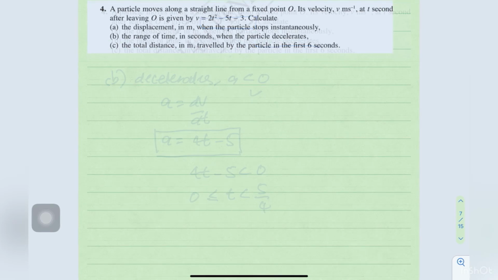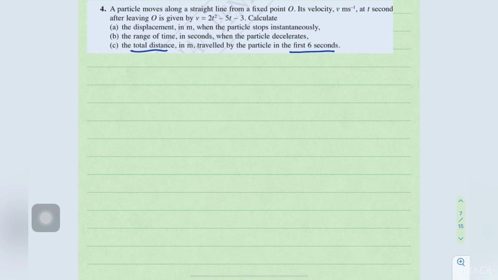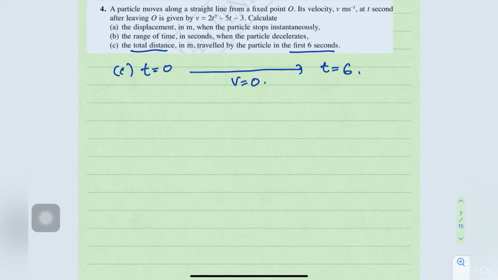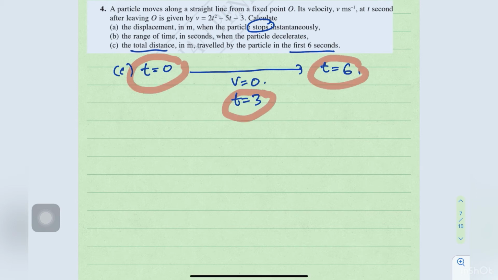Question 4c, find the total distance in meters traveled by the particle in the first 6 seconds. Total distance in the first 6 seconds means from t equals 0 to t equals 6. So we have to test v equal to 0. We already have this from question A. When v equals 0, t equals 3. Then we need to substitute all these values of t into displacement because we are going to find the total distance.